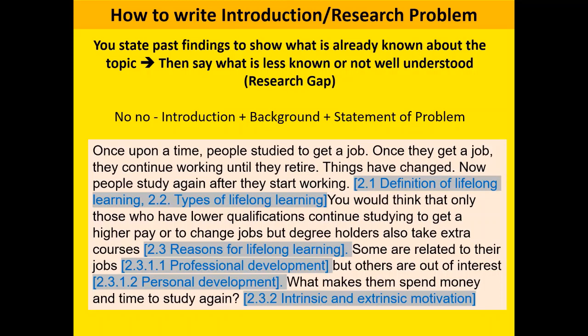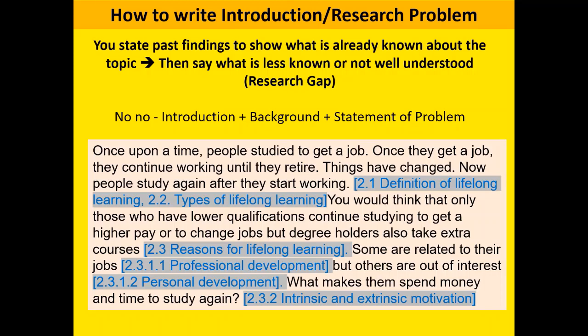And even though I make it as a story, you know that if we are going to write this as an introduction, there needs to be citation for all of them. And the part where I outline what we already know about the topic is, those who have low qualifications, they continue studying. Citation to support this, not just my opinion. And why do they continue? To get higher pay. Citation to support this. To change jobs. Yes, citation to support this.